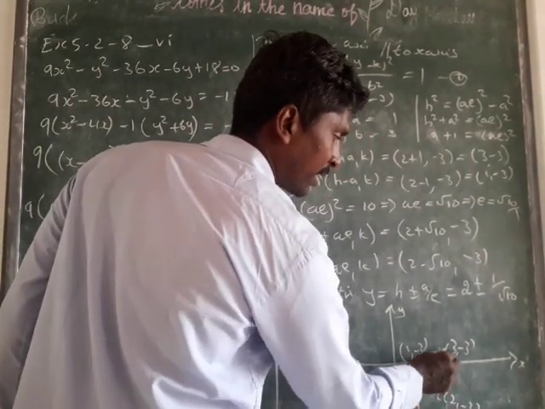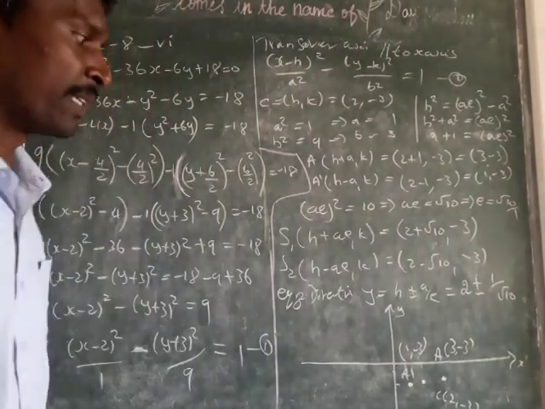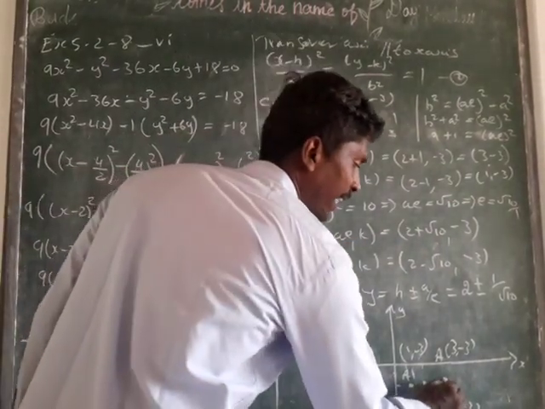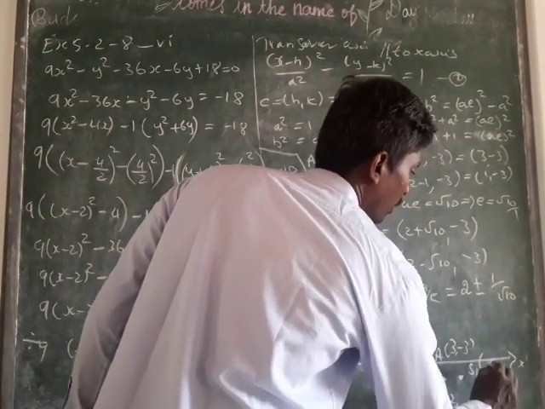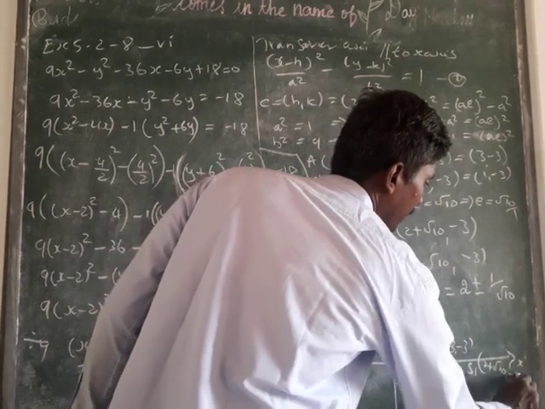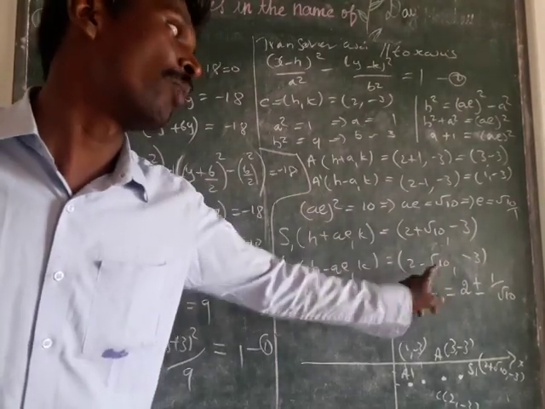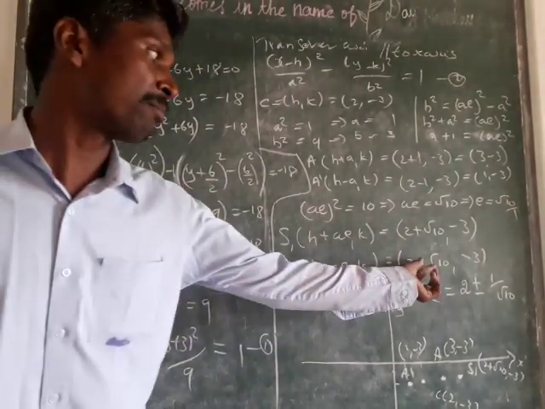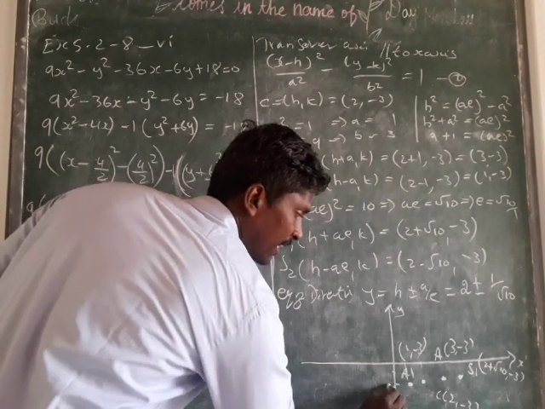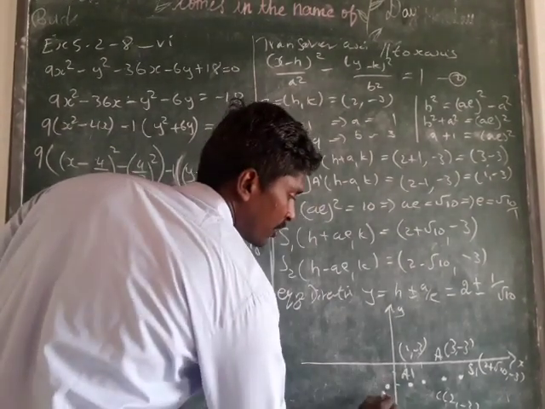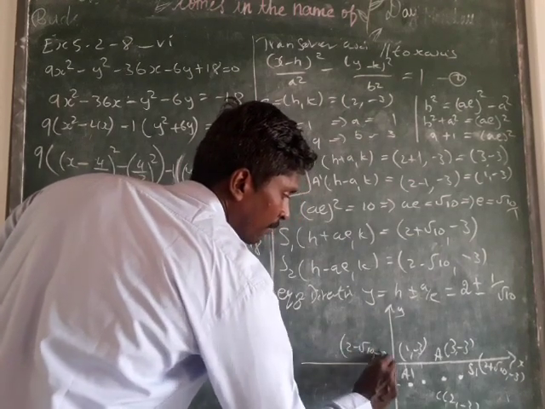Here A is 3 comma minus 3. Root 10 is 3 point something, so adding it gives 5 point something. A very simple idea: after A only S1 will come, so you can write S1 here. The value is 2 plus root 10 comma minus 3. Then we have 2 minus root 10. When we subtract, a minus value will come, so you can write S2 after the y-axis. S2 equal to 2 minus root 10 comma minus 3.